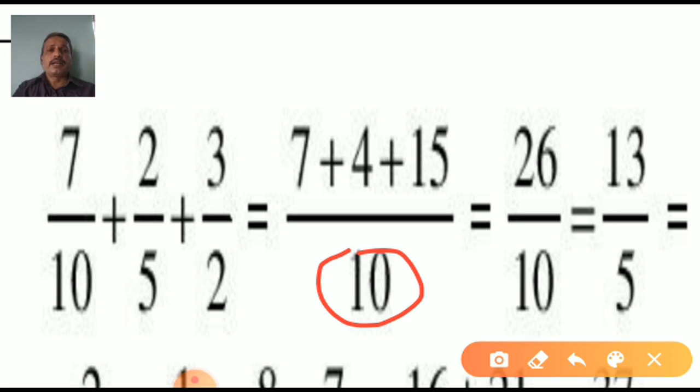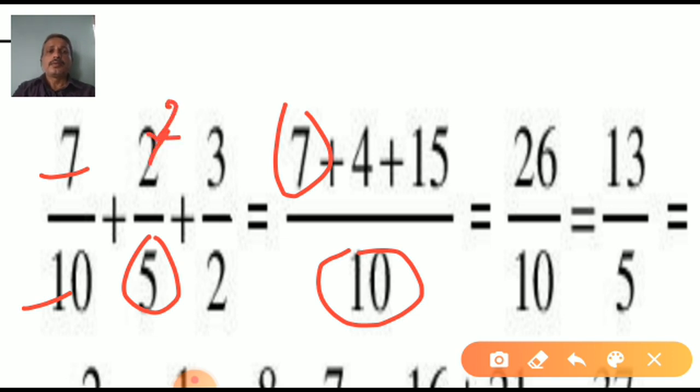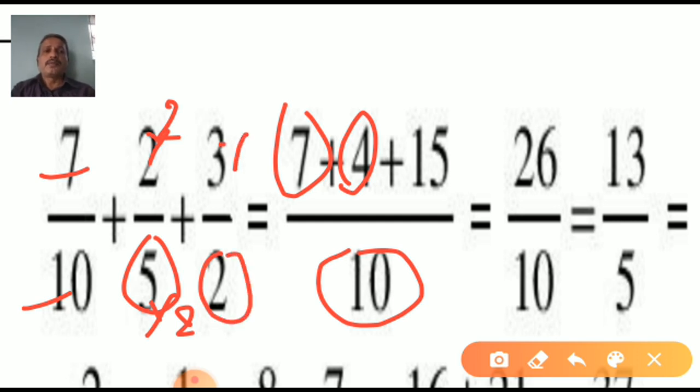This first number has 10, no need to do anything. 7 is written as it is. Okay, here is the 5. I want to make this 5 into 10. What do I have to multiply with, students? Yes, multiply with 2. 2 2s are 4. Now 5 2s are 10. Okay, here is the 2. I want to make it 10, so multiply with 5. 5 3s are 15. And times 5 also here.